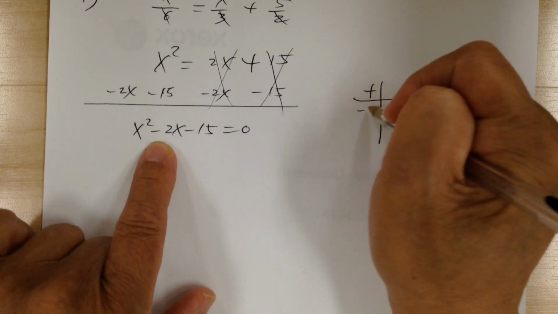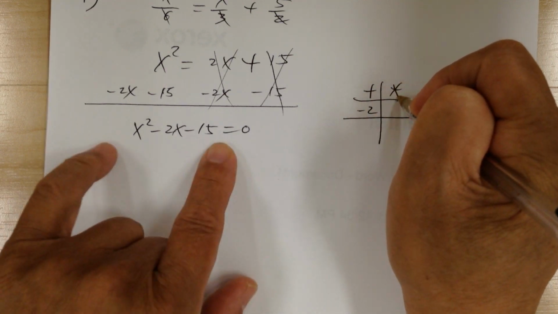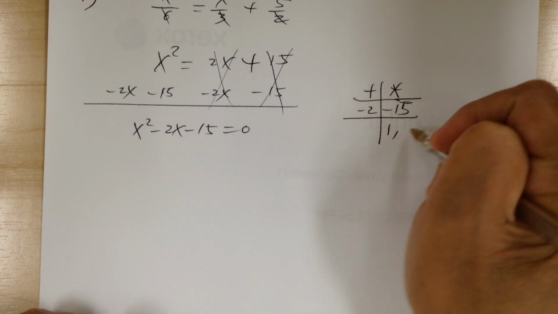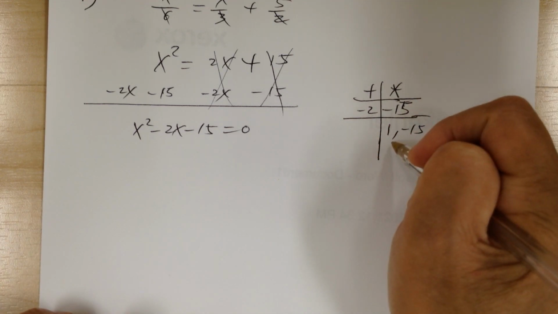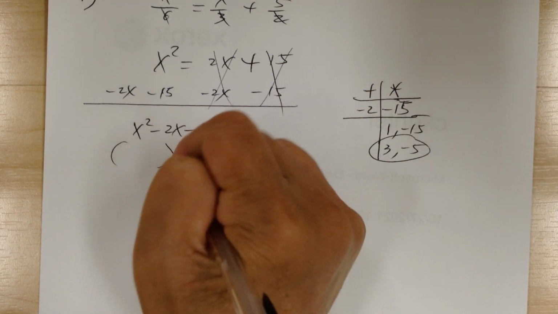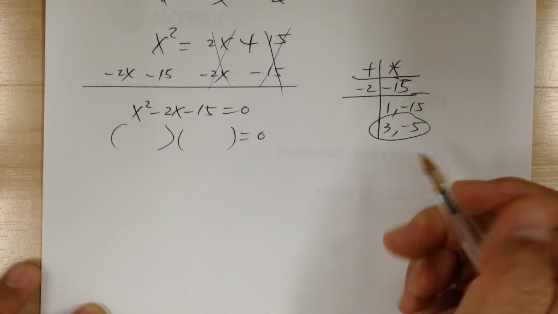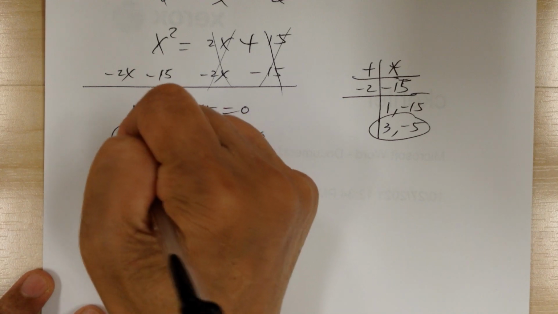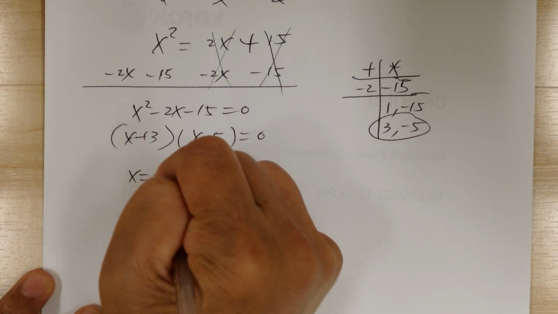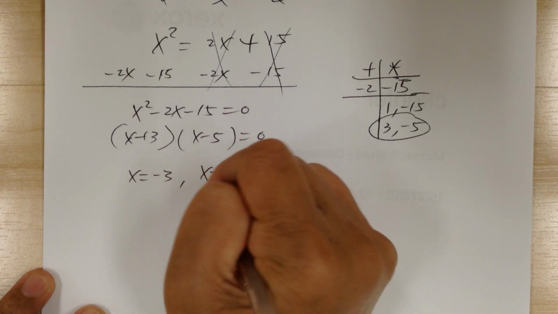So you have to add to get negative 2. You have to multiply to get negative 15. So start with 1 comma negative 15. 2 cannot. So 3 comma negative 5, and that's it. Okay. So you're going to get x plus 3, x minus 5. So from here, you're going to get x equal to negative 3. From here, you're going to get x equal to 5.